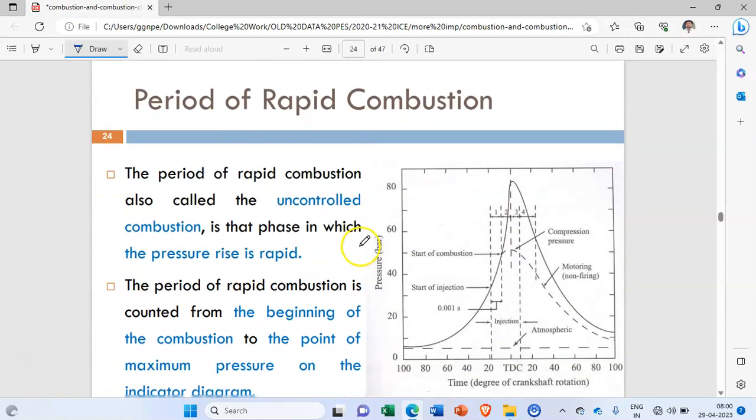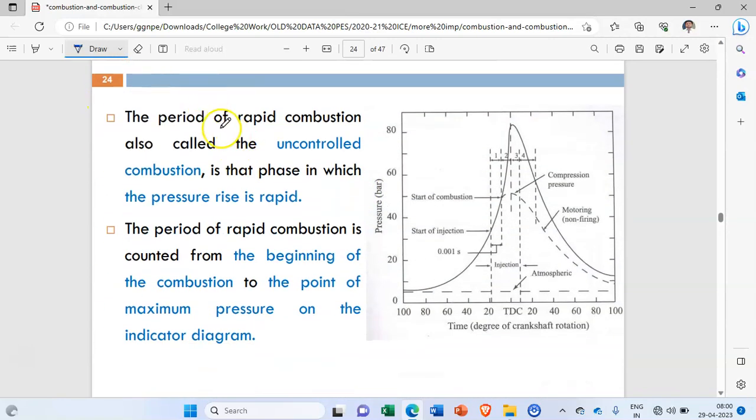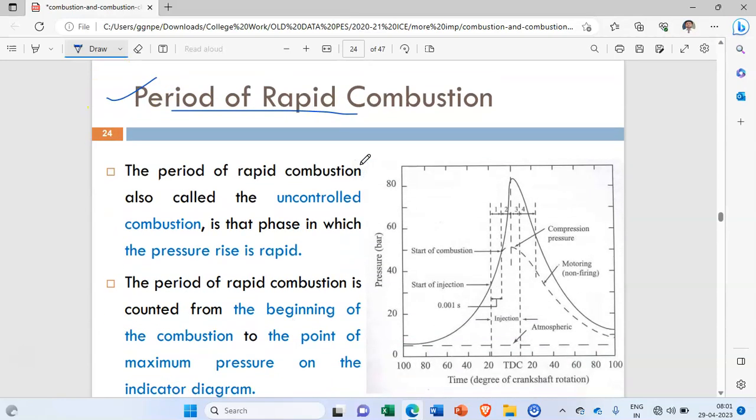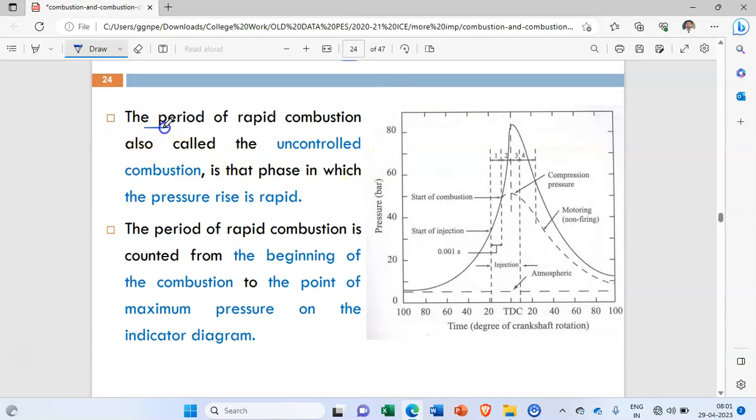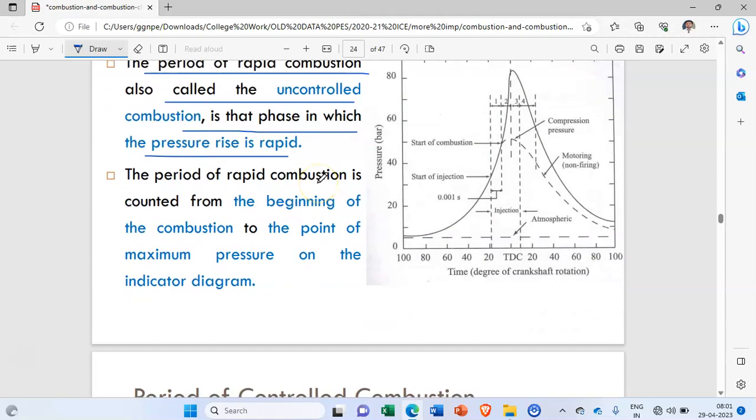Okay, remember this. Now let us discuss the second stage, period of rapid combustion. The period of rapid combustion, also called uncontrolled combustion, is that phase in which the pressure rises very high. The period of rapid combustion is counted from the beginning of the combustion to the point of maximum pressure on the indicator diagram. Okay, so this much.